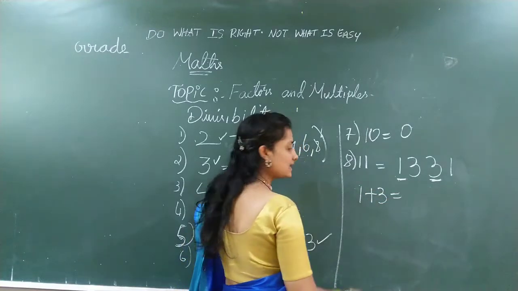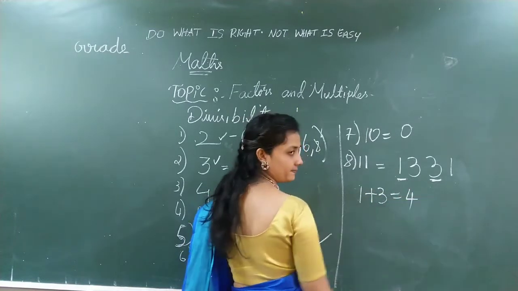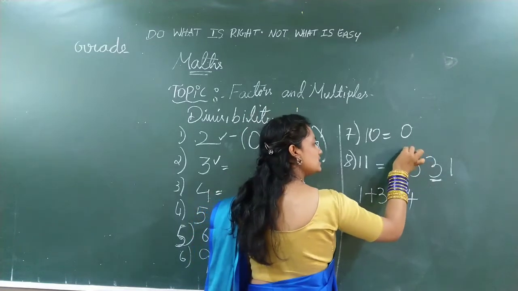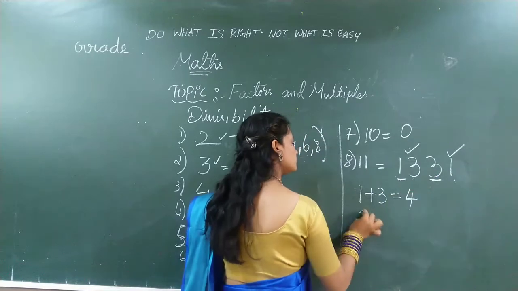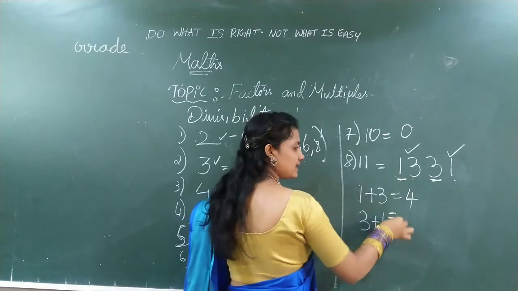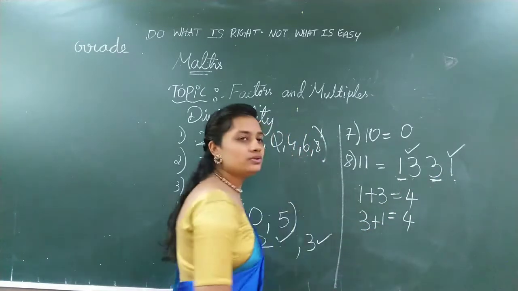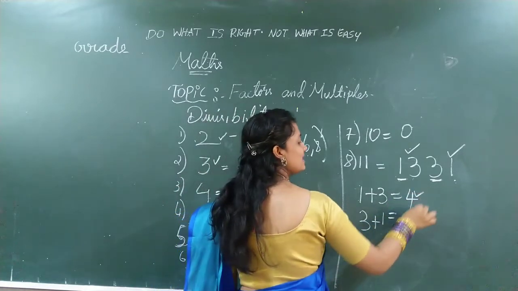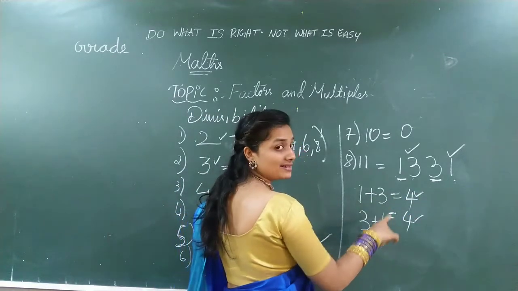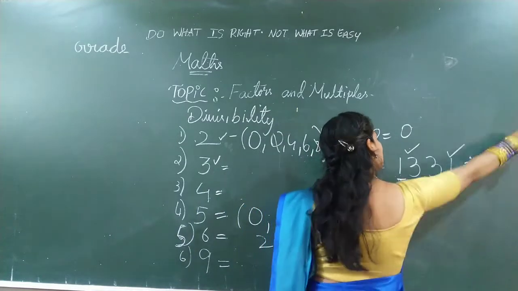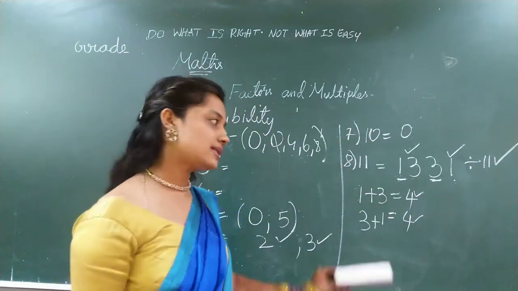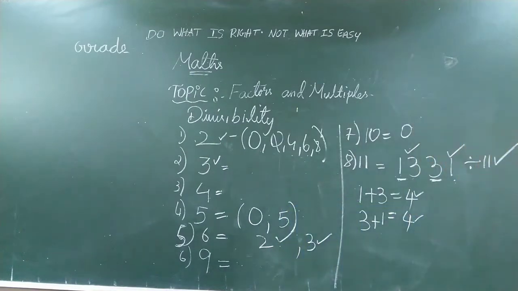What is the answer I get? 4. Now I'll take the next numbers here, which are left, the second and the fourth. What is the answer I get? 4. You can see both the answers are the same. If you have the answers like this, then the number is divisible by 11.